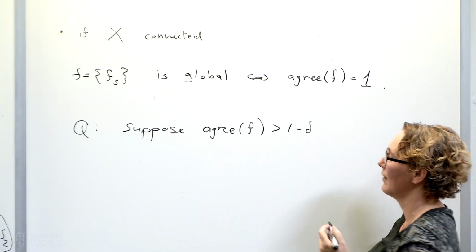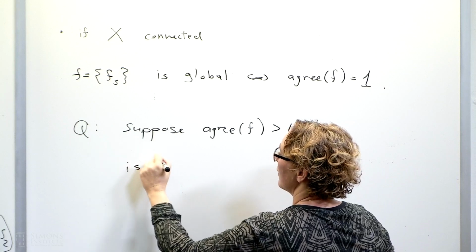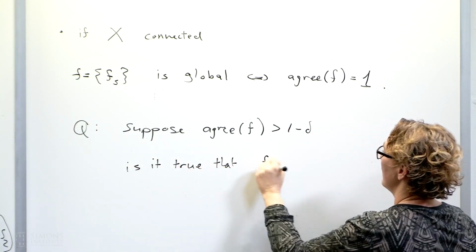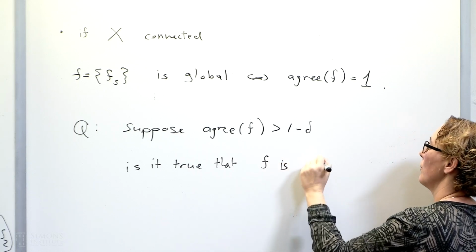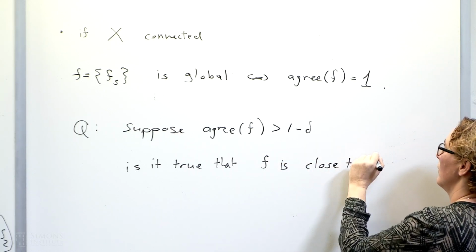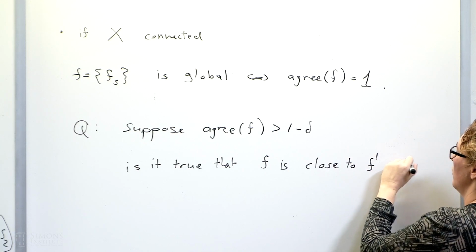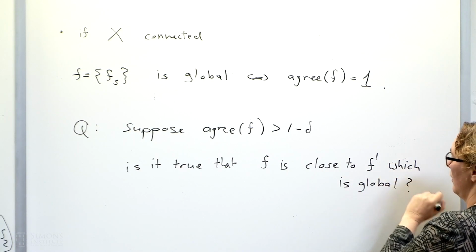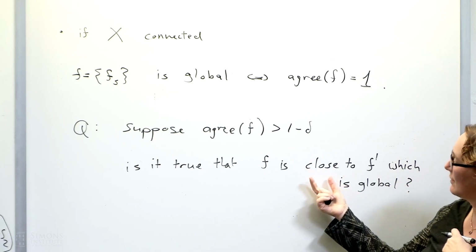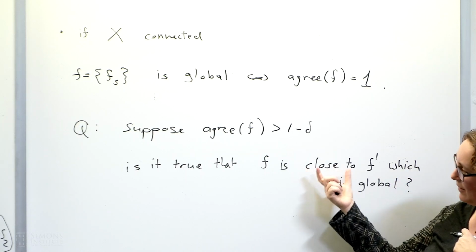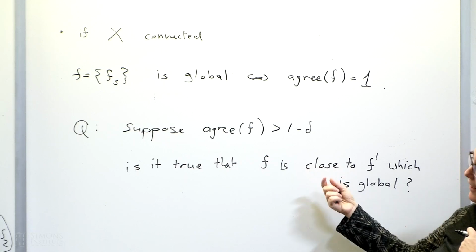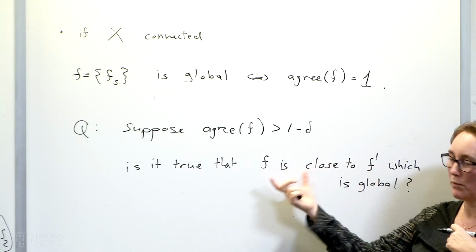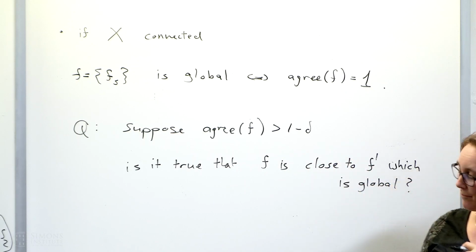Okay, so is it true that f is close to f prime, which is global? Close is in what distance? Close is Hamming distance, in the sense that it measures on how many subsets f and f prime agree. They have to agree exactly.